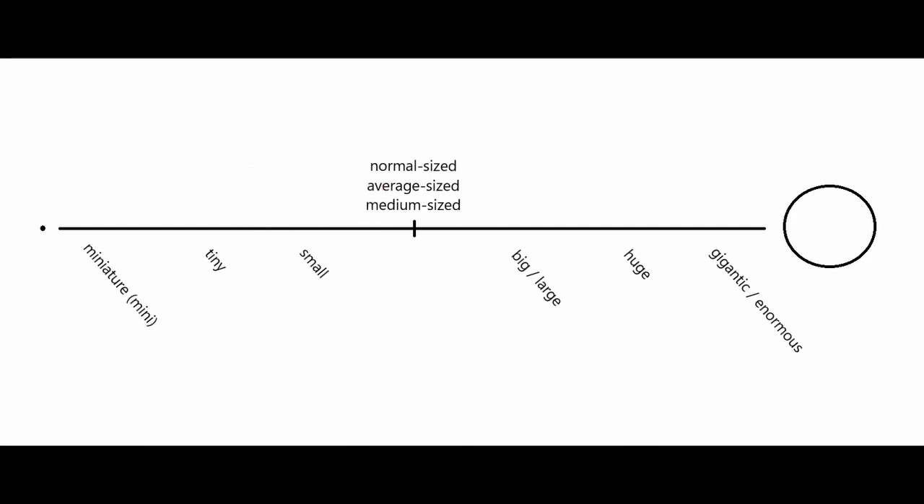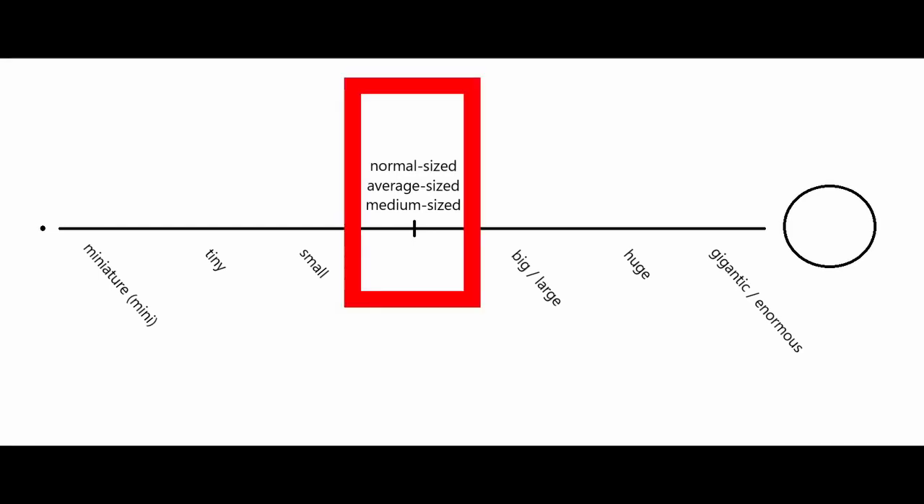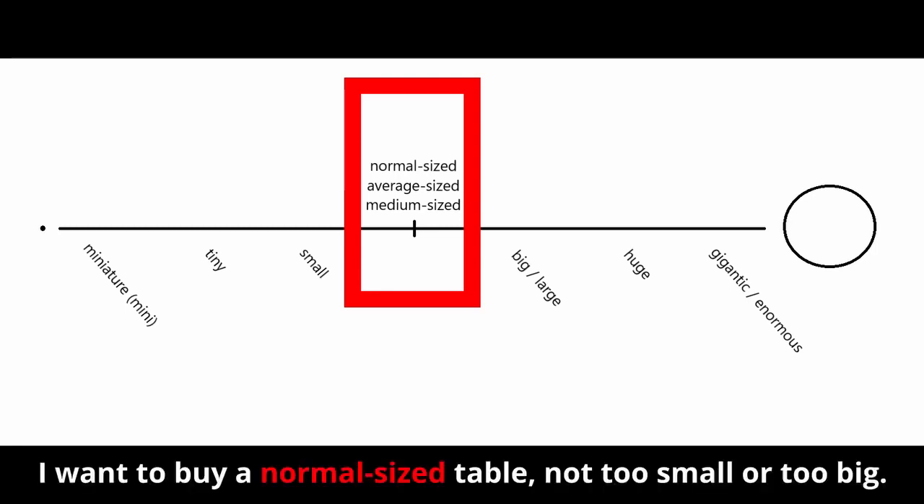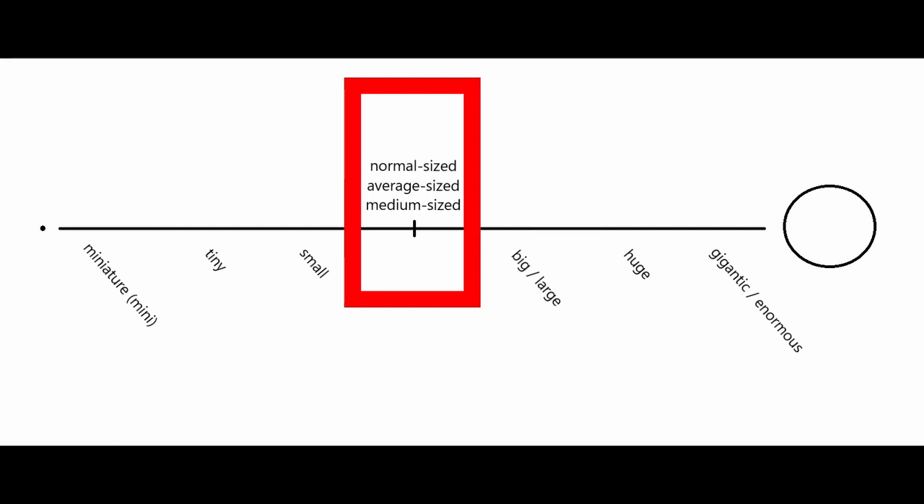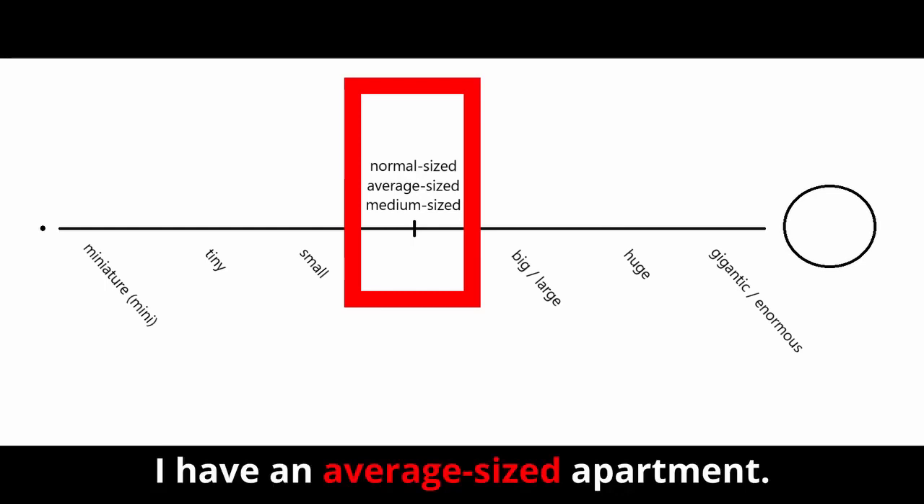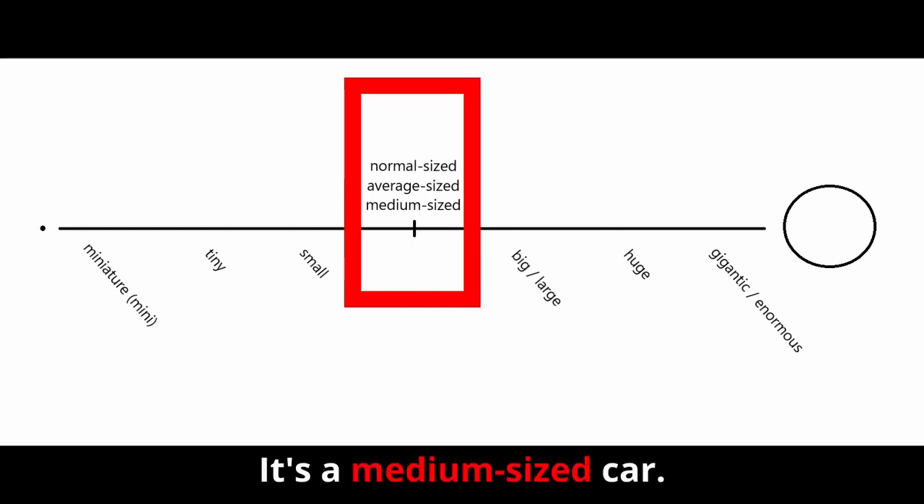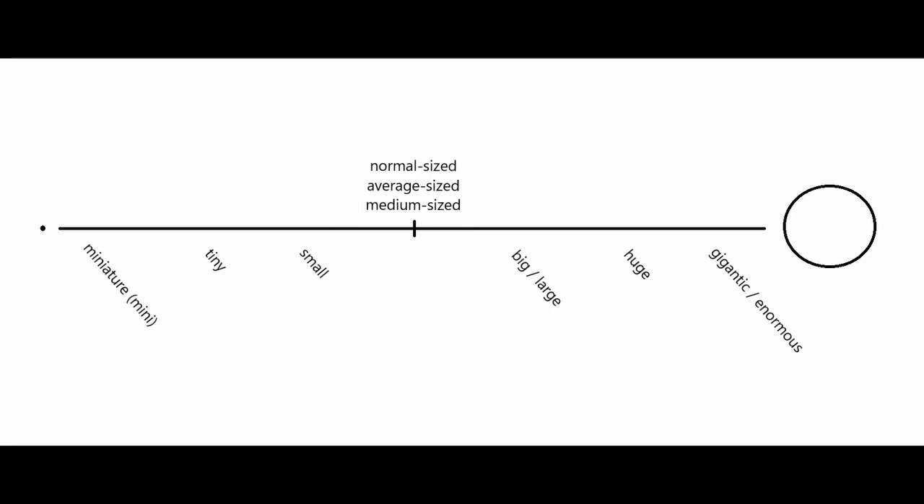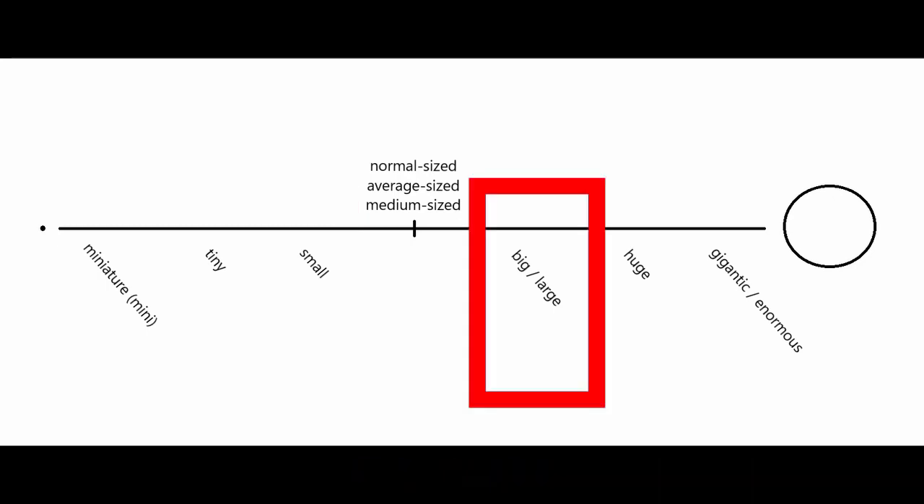There are also adjectives we can use to express that something is neither bigger nor smaller than expected, but is a normal size. The adjectives in the middle of the chart can be used interchangeably: normal-sized, average-sized, and medium-sized. We'd use these terms in a sentence like this. I want to buy a normal-sized table, not too small or too big. I have an average-sized apartment. It's a medium-sized car.